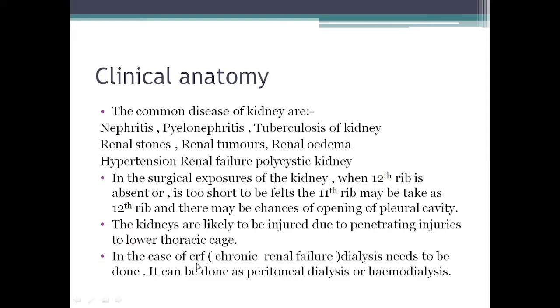In the case of CRF, chronic renal failure, dialysis needs to be done. It can be done as peritoneal dialysis or hemodialysis. This is about the clinical anatomy and the diseases of the kidneys.